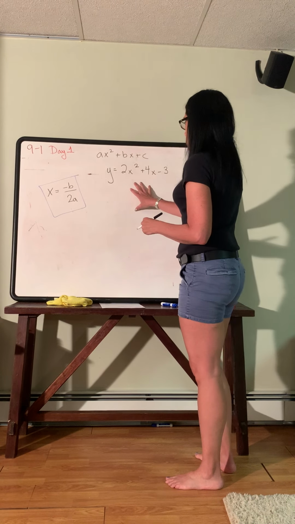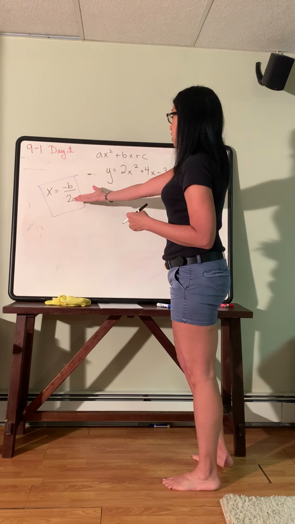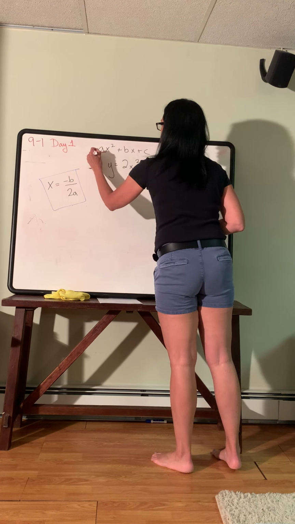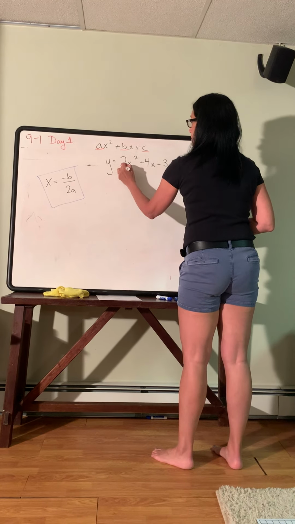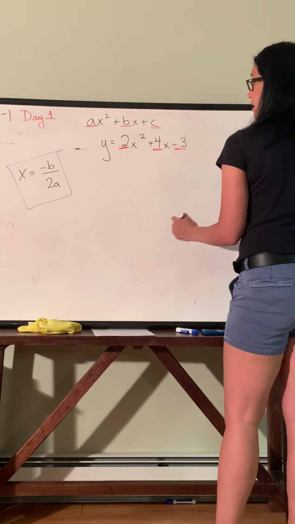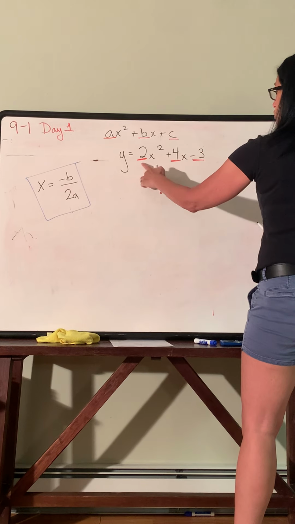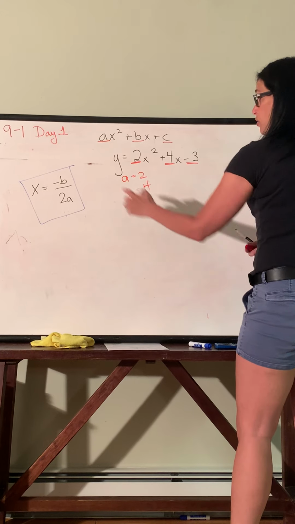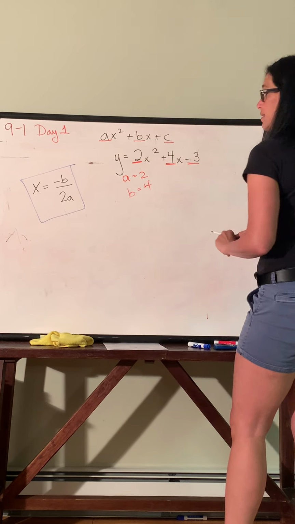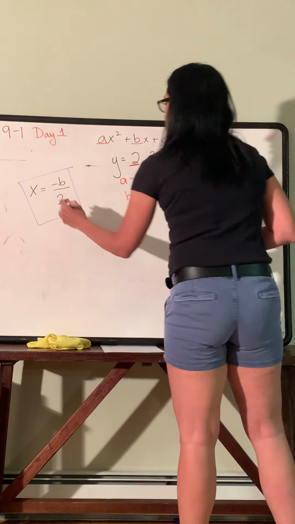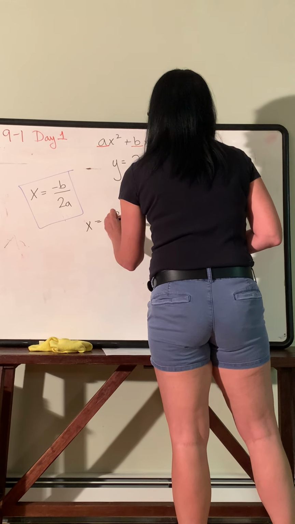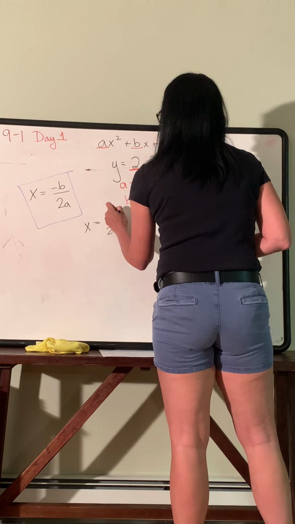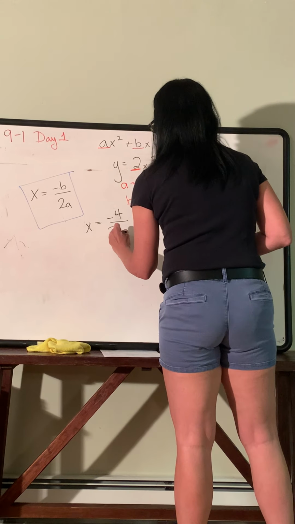If this is our equation and we need to figure out what our x is, we need to know a couple things. This is my a, this is my b, this is my c. I don't need c for this equation, so I'm just going to focus on a and b. So a equals 2 and b equals 4. I'm going to plug those into that equation, which gives me an x coordinate. So x equals -4, that's my b, over 2 times 2.